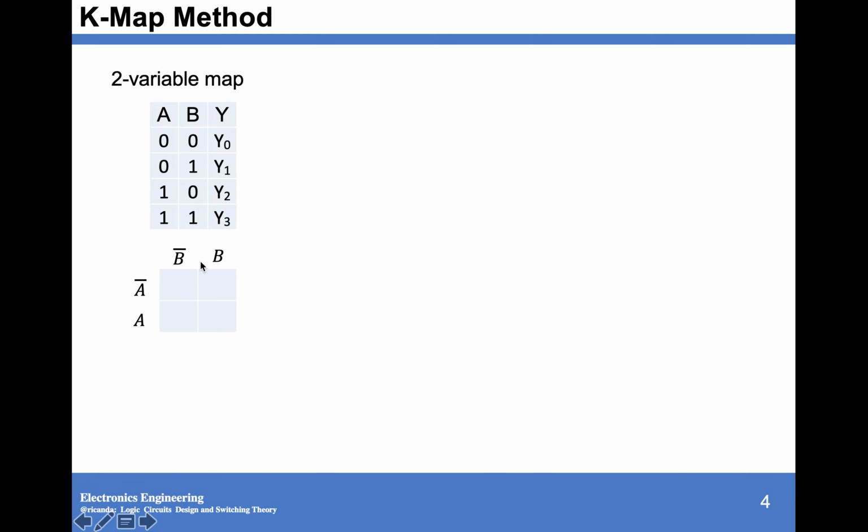Next is to put your Y, or your output, inside the cells in your map. This cell belongs to A bar B bar, so it is Y0. The second cell, A bar B, is Y1. Then we have A B bar, that is Y2, and we have AB, that is Y3.